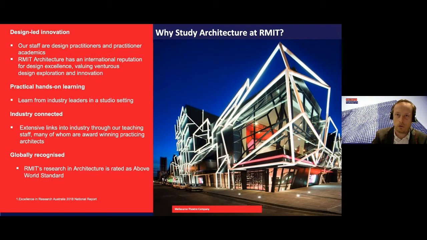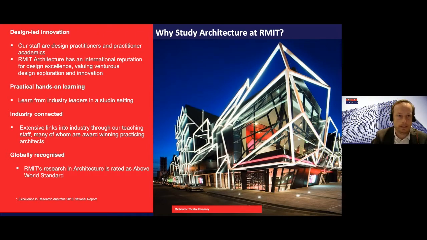Everything you do in terms of design studio, professional practice, electives will be led by practitioners and practitioner academics who have developed a reputation for excellence, and this will be undertaken in a studio model. We have extensive links to industry, and that's how we bring industry in to teach our studios. But we also reach out to industry to engage in problem solving and studio-based or project-based activities in the real world.